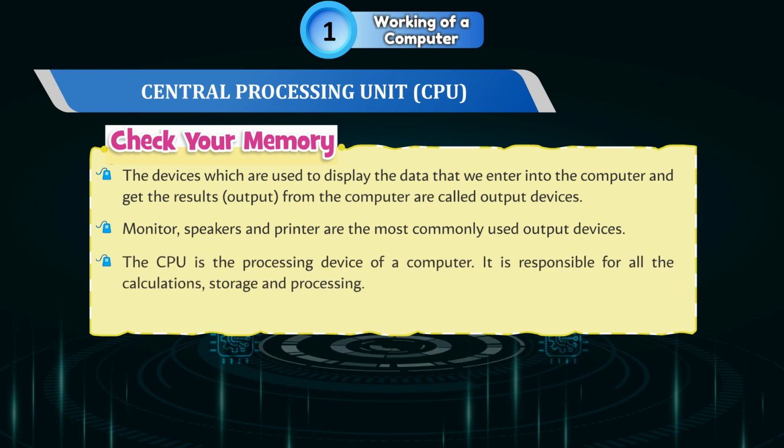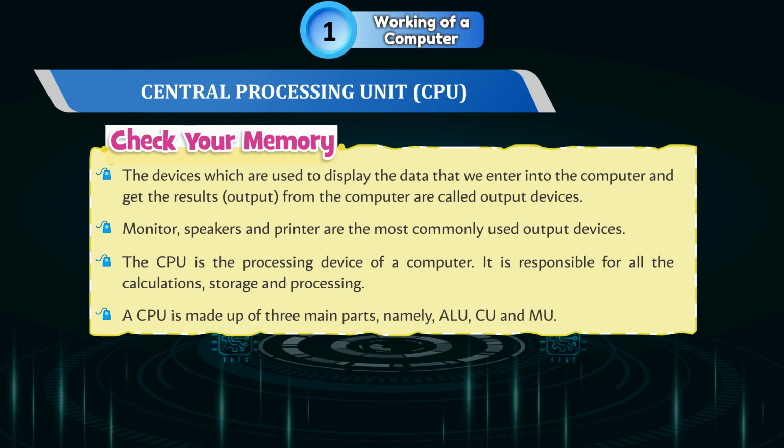The CPU is the processing device of a computer. It is responsible for all the calculations, storage, and processing. A CPU is made up of three main parts, namely ALU, CU, and MU.